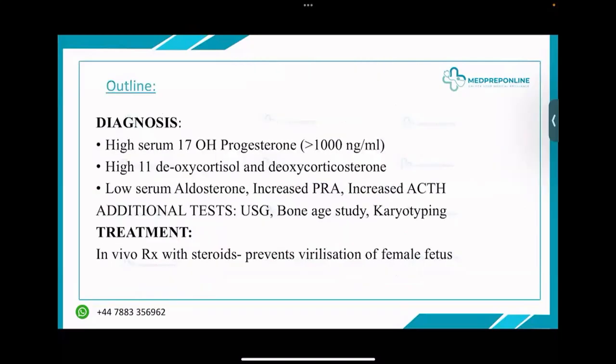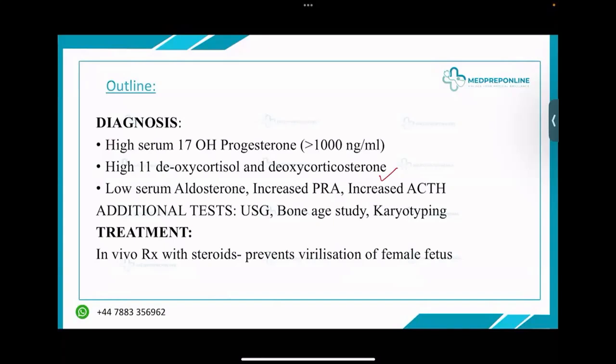Now, for diagnosis, we saw the precursors will be raised. 17-hydroxyprogesterone levels more than 1000 nanogram per ml are almost diagnostic. There will be high 11-deoxycortisol and deoxycorticosterone in 11-beta hydroxylase deficiency. Again, we saw low serum aldosterone level. So there'll be increase in the plasma renin activity. There'll be decrease in the cortisol. So again, there'll be increase in the ACTH production.